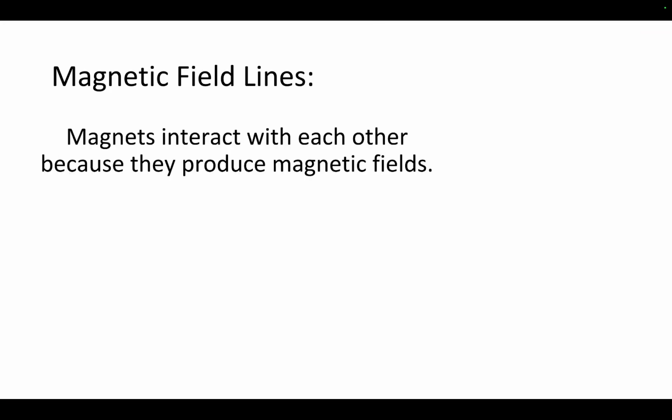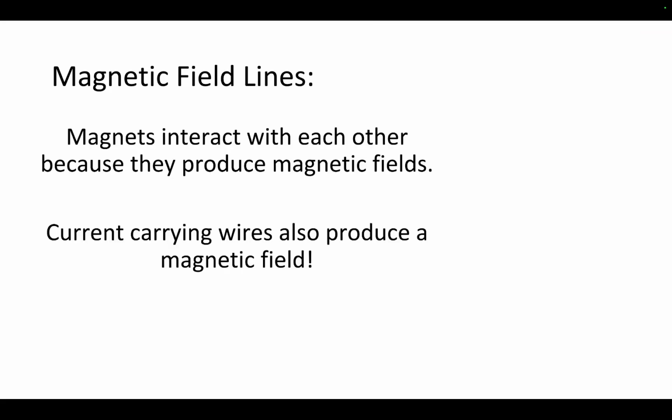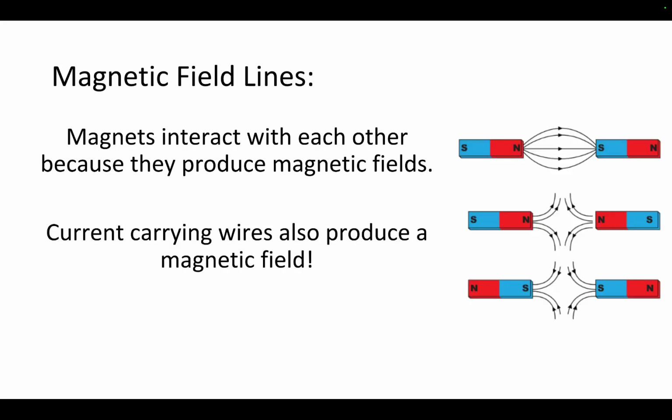So magnetic field lines. We should know now that magnets interact with each other because they've got magnetic fields. And current carrying wires also produce a magnetic field. So we've done that in previous lessons. I'm going to give you some more diagrams. You might have seen these before, you might not. You could be asked in an examination to sketch the magnetic fields between different orientations or different combinations of magnets. So, if you want to get them down, just pause and sketch them down. All right, let's move on.